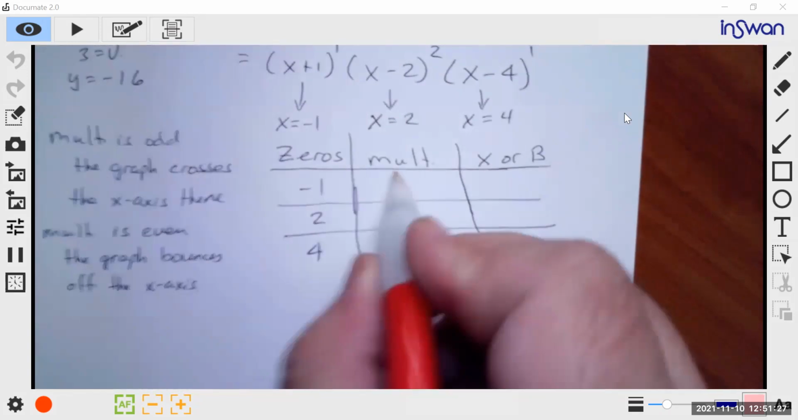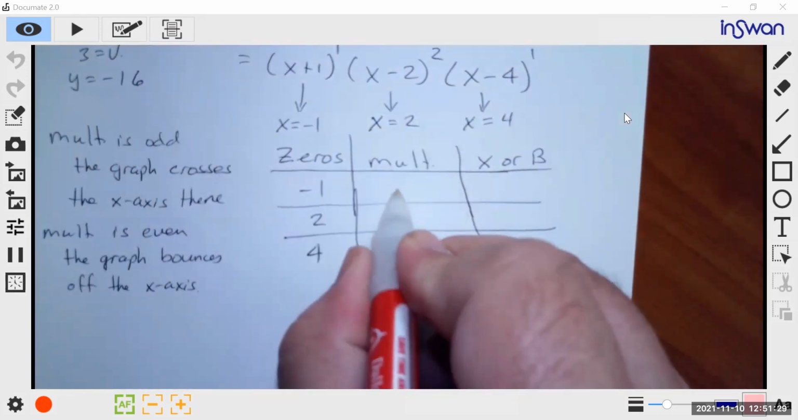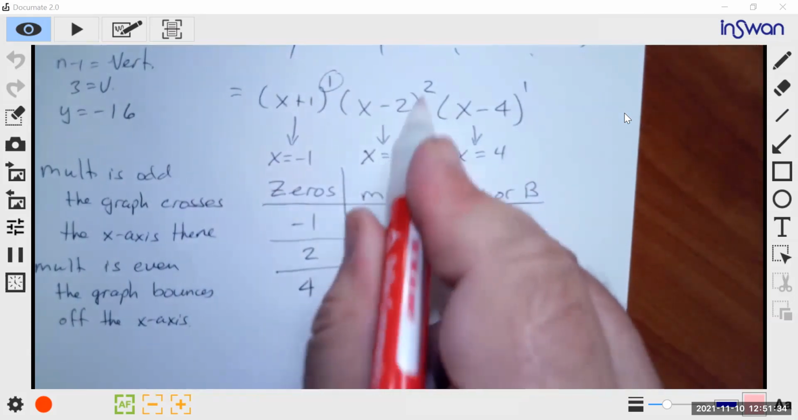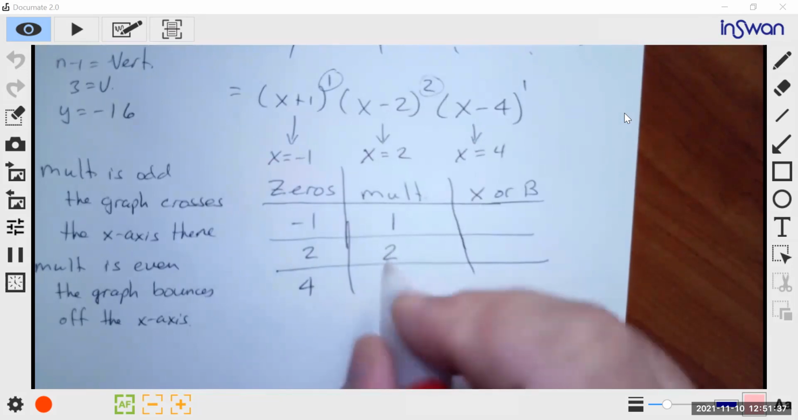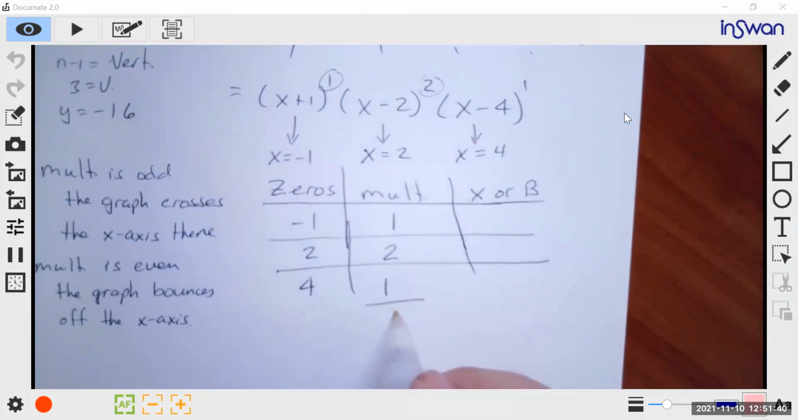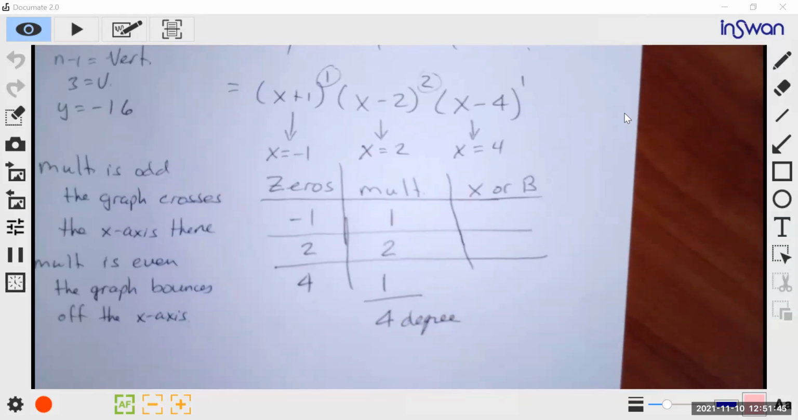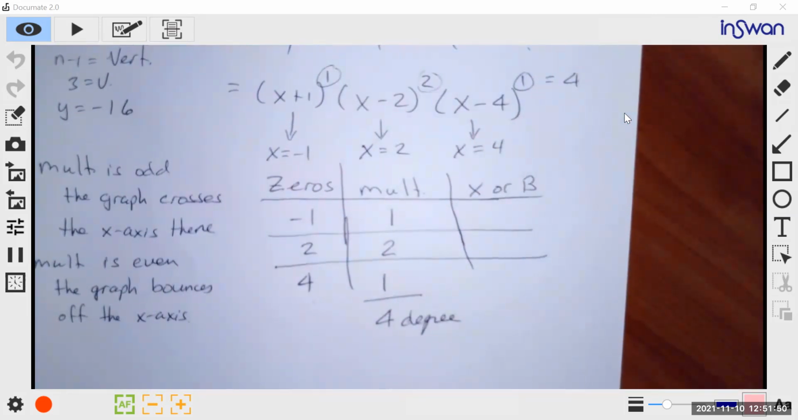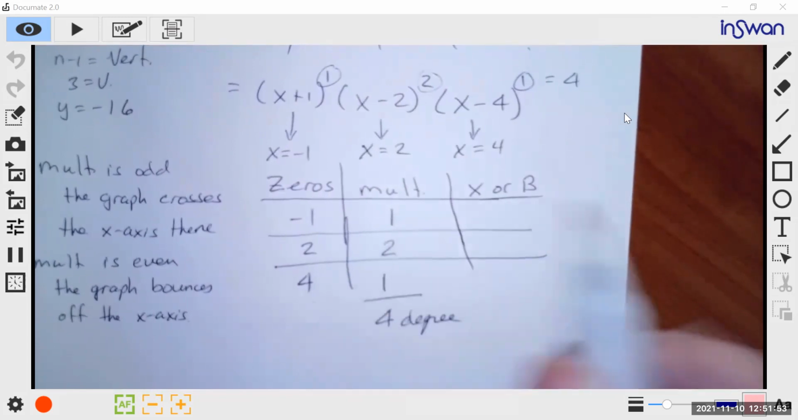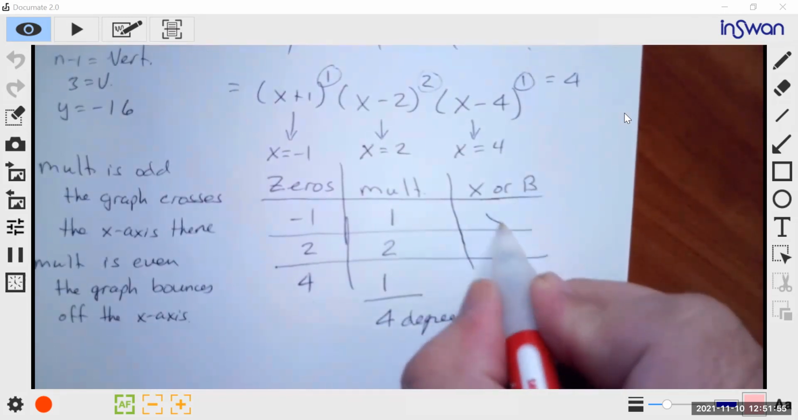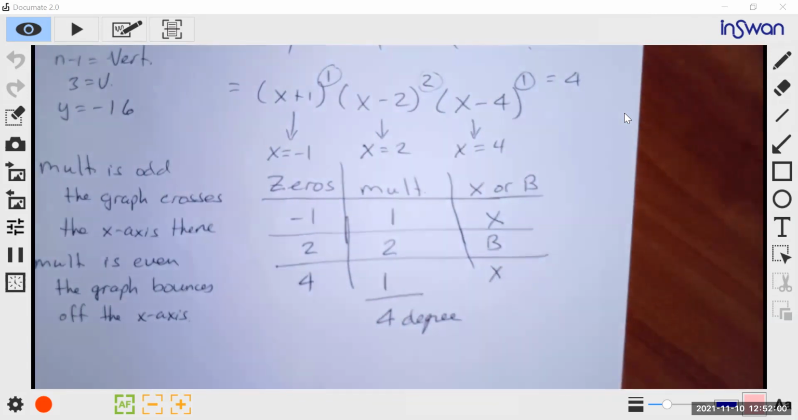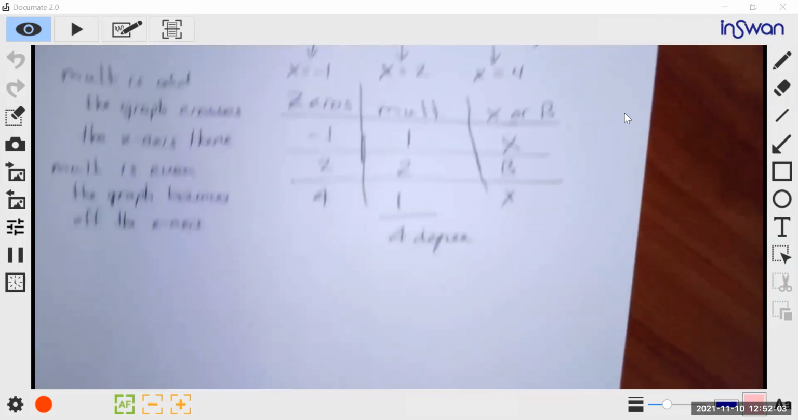Let's talk about those. So what's the multiplicity of -1? Yeah, it only happens once. Of 2, and of 4. If we add all those multiplicities, we get the degree. So if we add up all the multiplicities, we get the degree. So the first one is 1. Does it cross or bounce? 2. 1. Right.